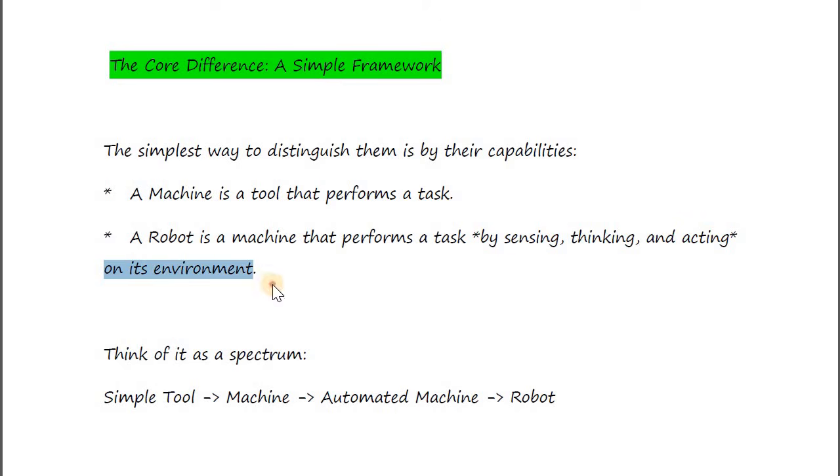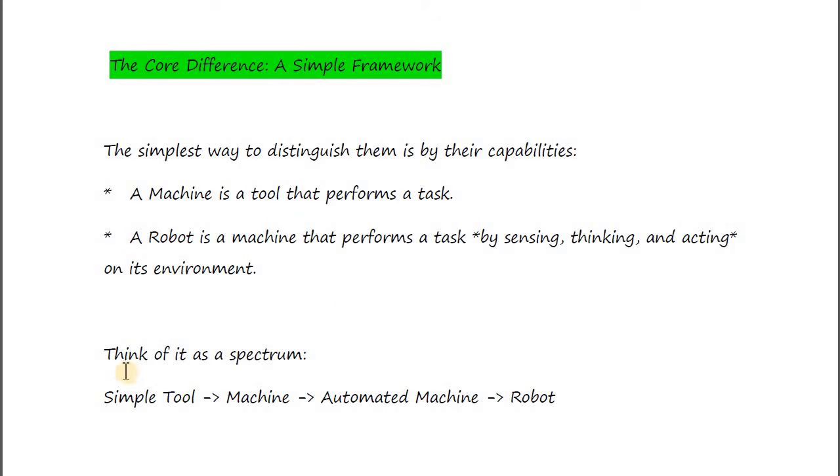So basically, when we design a robot, we have to make a machine that can sense, think and act on its environment, and that machine is basically the robot. So not just any machine can be a robot. If we have a machine which does not act by sensing, thinking and acting, then it is simply a machine. Otherwise it's a robot.